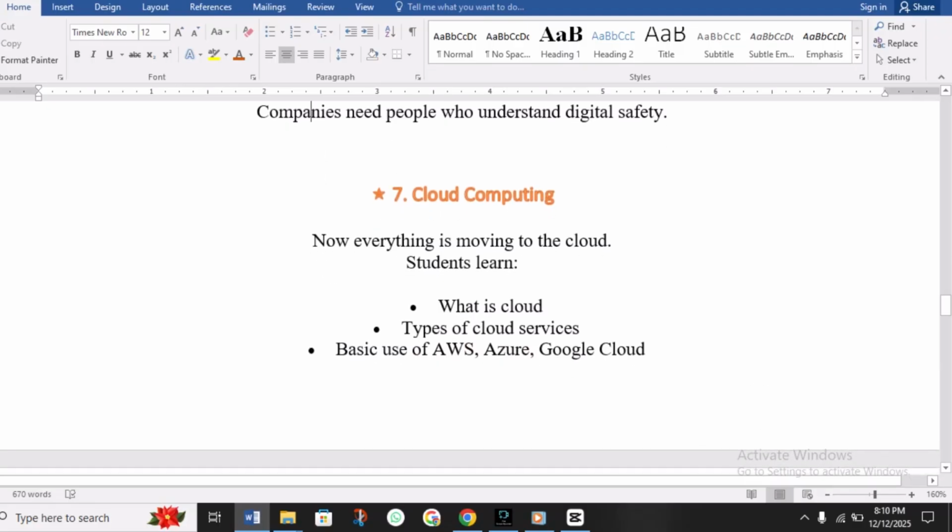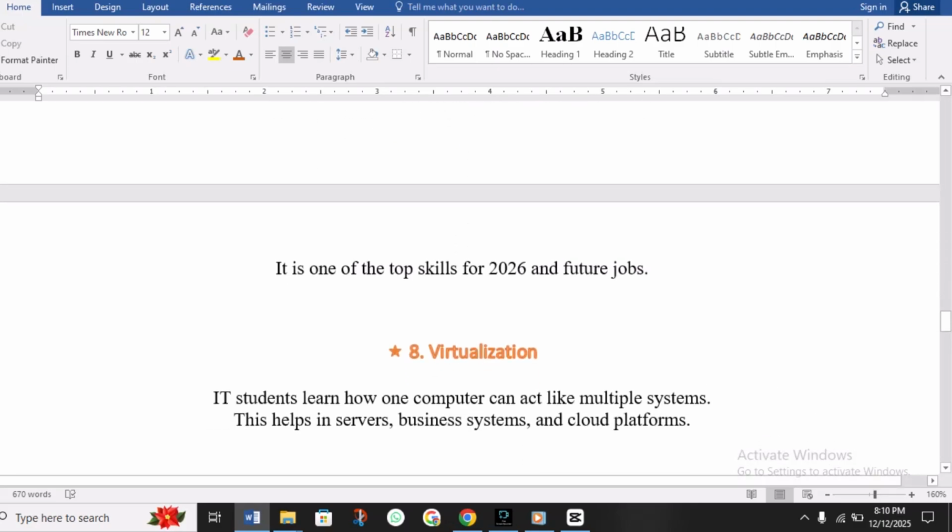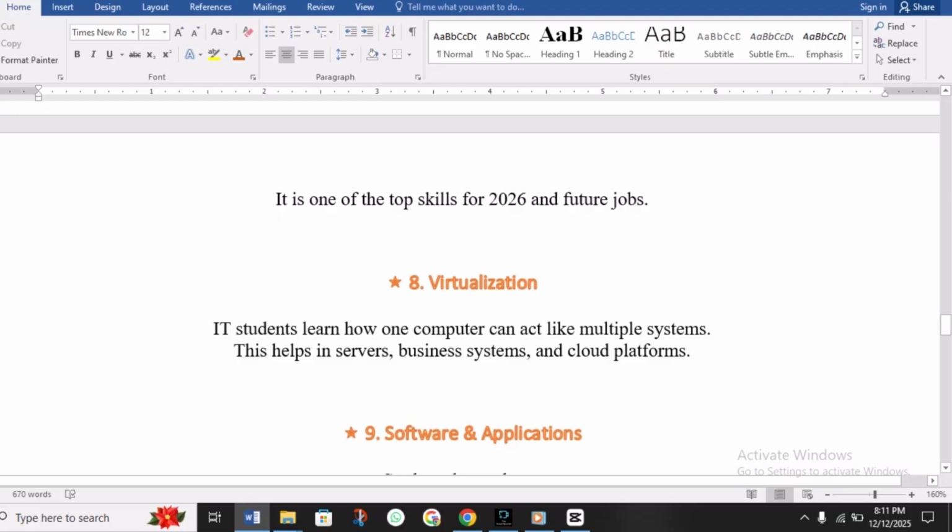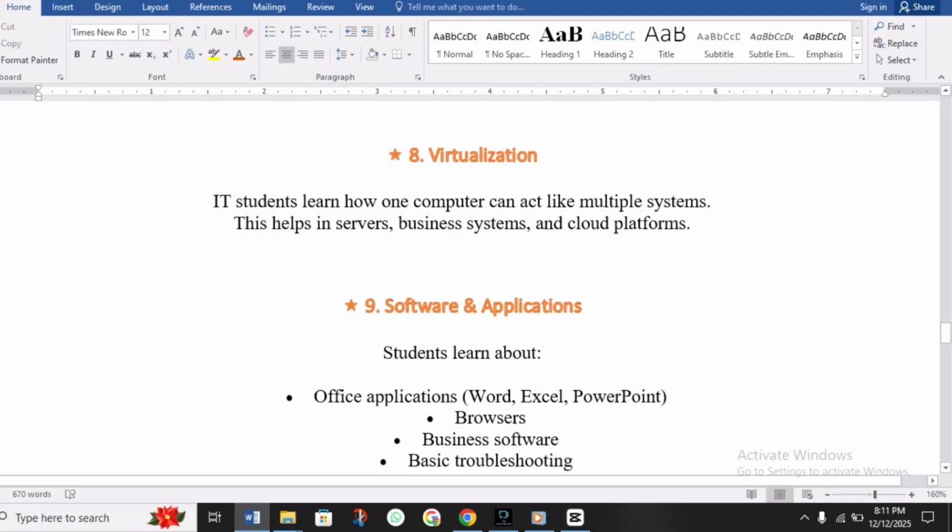Cloud computing. Now everything is moving to the cloud. Students learn what the cloud is, types of cloud systems, basic uses of AWS, Azure, Google Cloud. It is one of the top skills for 2026 and future jobs. Virtualization. IT students learn how one computer can act like multiple systems. This helps in servers, business systems, and cloud platforms.